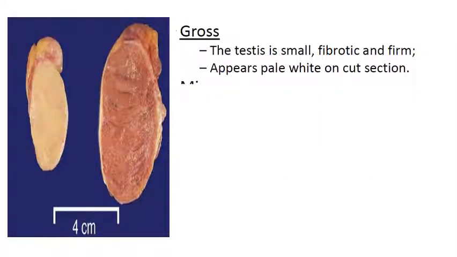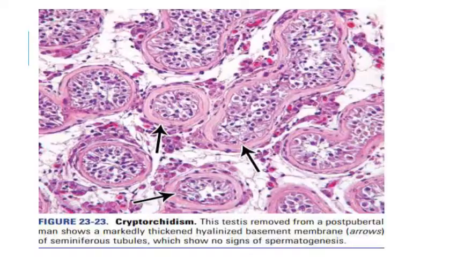When we see the gross appearance of an undescended testis, usually it is smaller than normal and it appears fibrotic and firm. On cut section it is pale white. When we see the microscopic features of an undescended testis, the chief features are failure of normal regular maturation of various stages of germ cells, and the basement membrane of the seminiferous tubules becomes thickened and hyalinized.